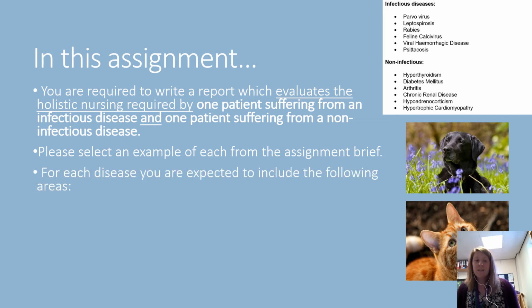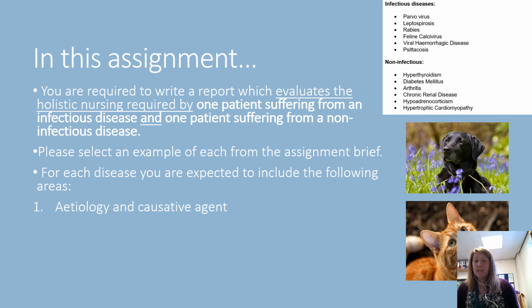So for each of the diseases, you are expected to include the following sections. So I would expect to see these as separate sections with appropriate subheadings. So the first is the etiology and causative agent. So thinking about, is it a bacterial infection? Is it a viral infection?